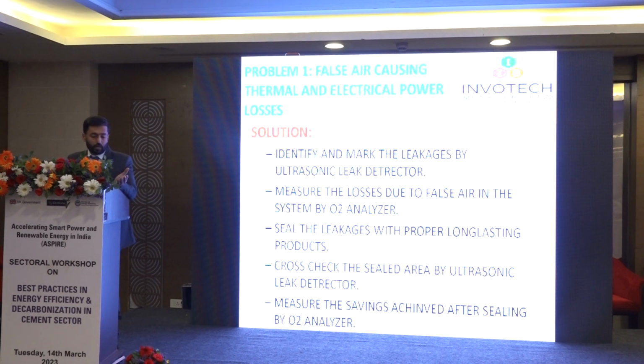We can identify and mark the leakages. We use a proper tool for identification, like an ultrasonic leak detector, because conventional practices were not that efficient at identifying leakages. Then measure the losses due to false air in the system with an O2 analyzer, then seal the leakages with proper long-lasting solutions, which we'll see in upcoming slides. Cross-check the sealed area with the ultrasonic leak detector. So detection is important and cross-checking is also required. Then measure the savings achieved after sealing with the O2 analyzer.